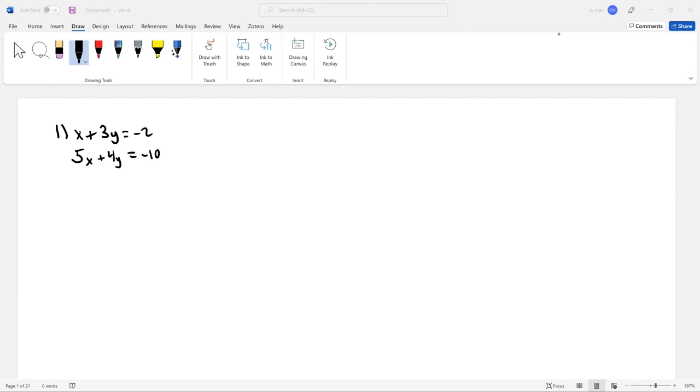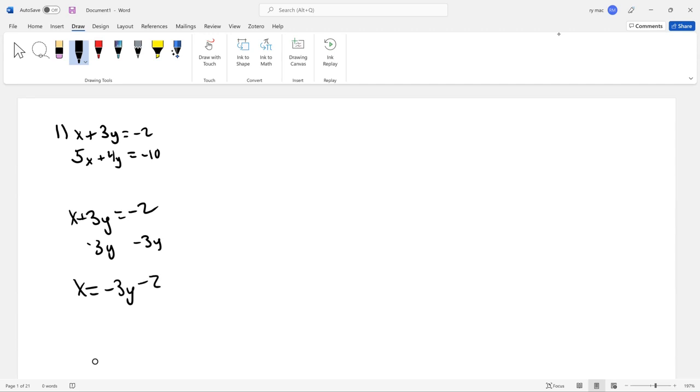We have x plus 3y equals -2, and then 5x plus 4y is equal to -10. So the first thing I'm going to do, so I'm able to actually sub one of these into each other, I'm going to make the first one equal to one variable. Since x doesn't have a coefficient, I'll make it equal to x. So we have x plus 3y is equal to -2. I'm just going to minus 3y on both sides.